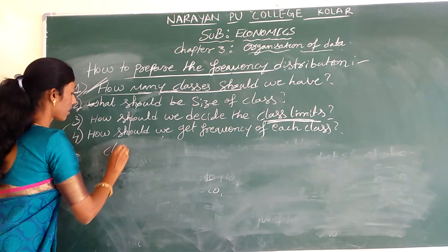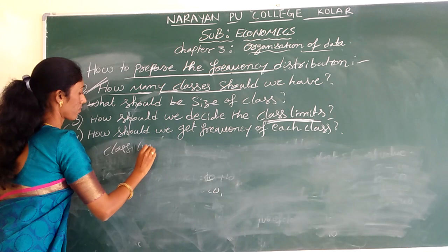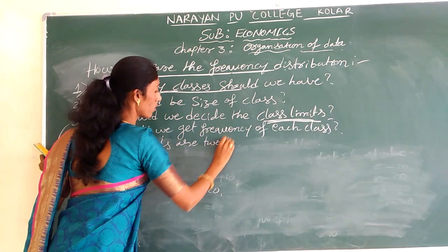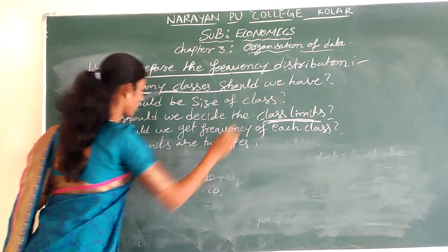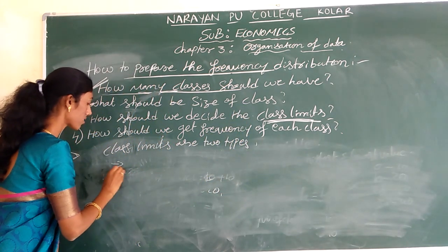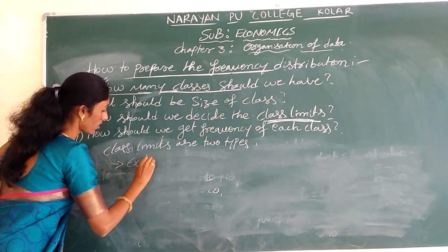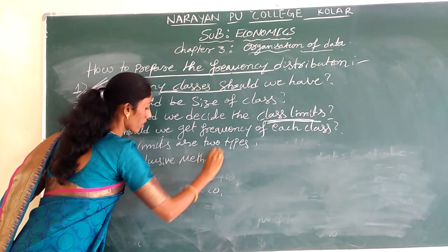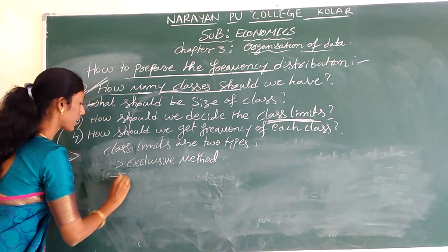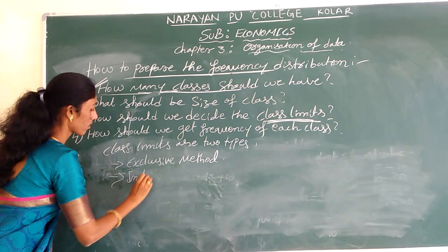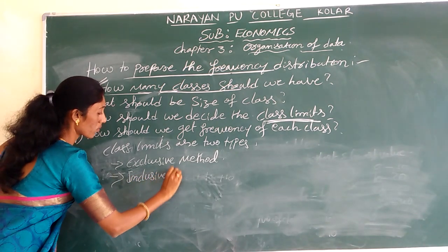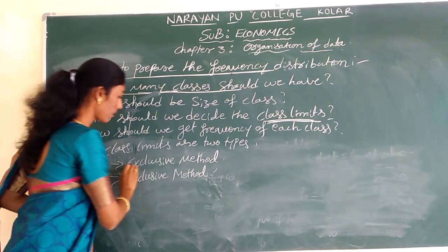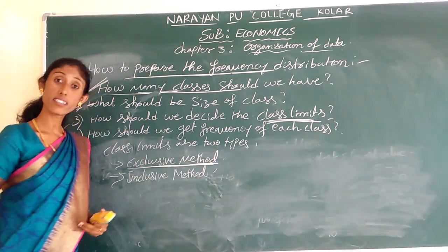Here, class limits are of two types, or two methods. One is the exclusive method, and the second one is the inclusive method.